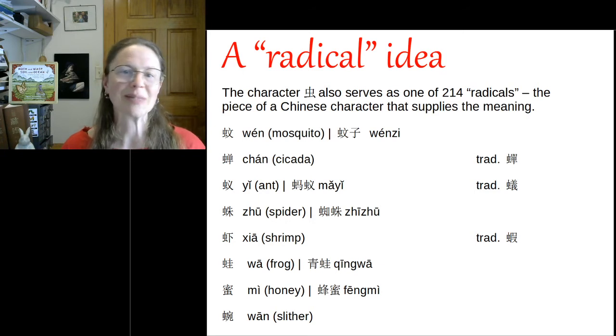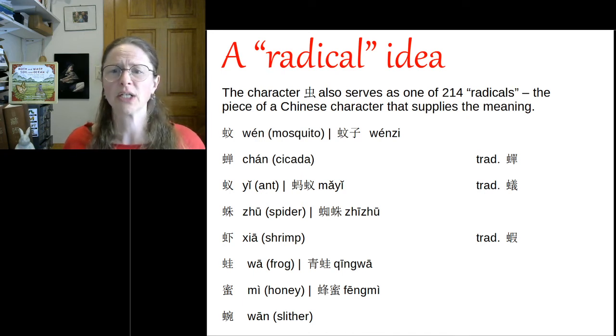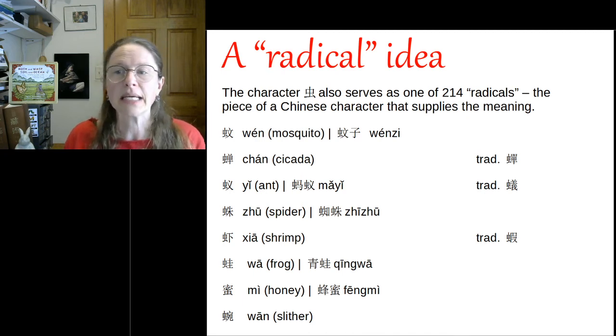And that's why I sometimes like to use that colloquial word bug instead, because all kinds of creepy crawly animals like spiders and shrimp and even frogs also have that chong radical. And some words that aren't animals but are still somehow related to bugness also have that component, like honey, since it's made by bees, and the verb to slither, since that's how snakes move, and snakes are a creepy crawly kind of animal.